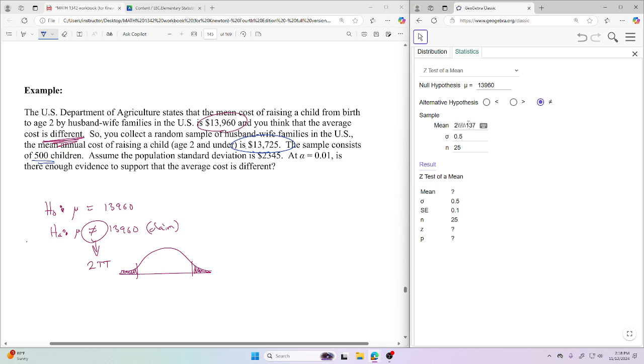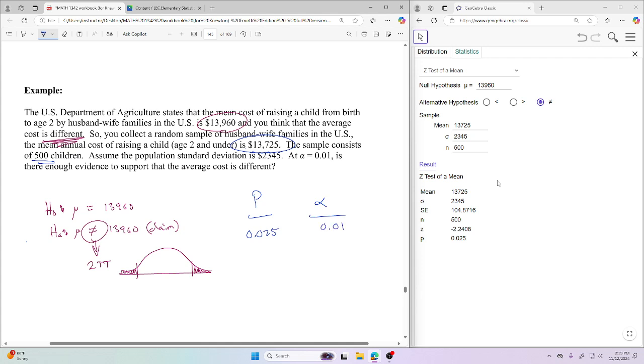13, 7, 25. Oh, I put a lot of slashes in there. Okay. Standard deviation. Oh, that's nice. And then 500. Okay. And so I got my p-value of 0.025.